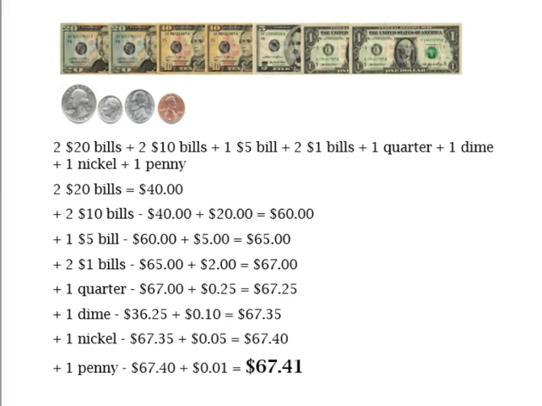If you got $67.41, great job. If you didn't, it's okay. Just take a look, and here we show how we came up with the $67.41 by adding the bills and also the coins. Let's move to our next question.